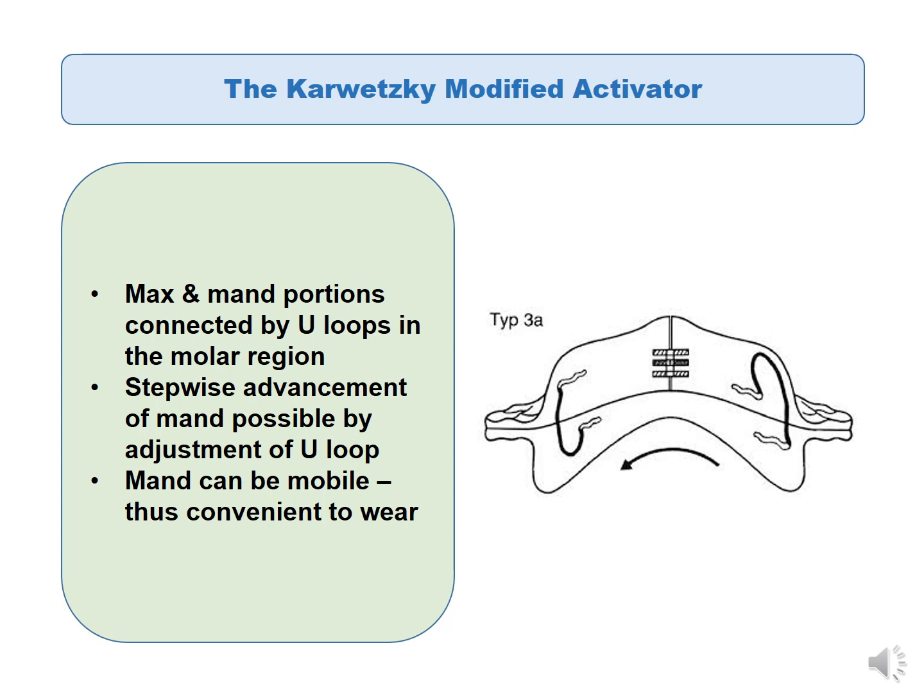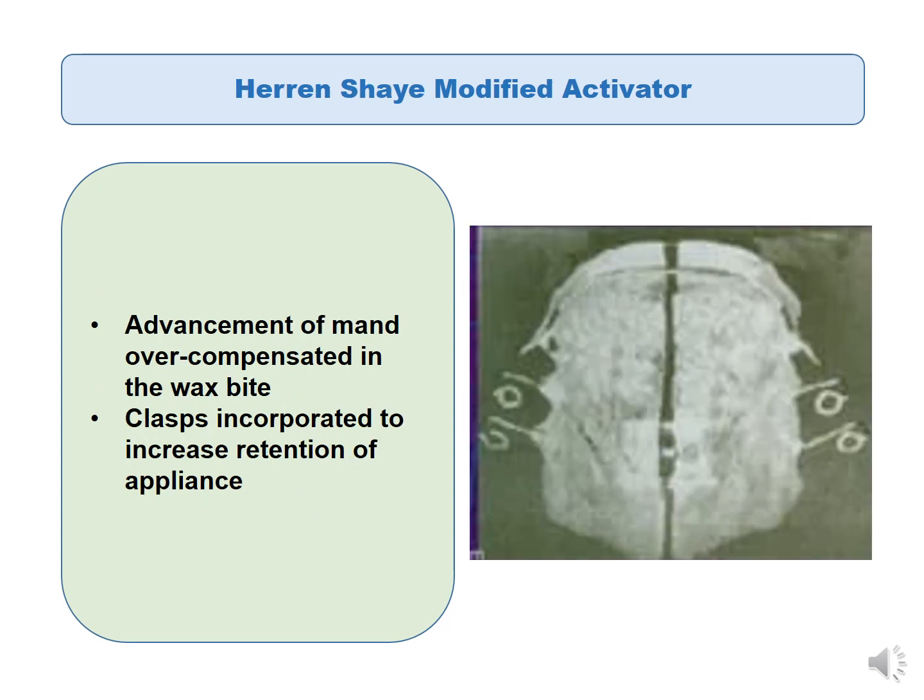Now, the Kawadzki modified activator has maxillary and mandibular portions connected by U-loops in the molar region. Again, this allows a stepwise advancement of the mandible, made possible by the adjustment of the U-loop. Now, the mandible can be more mobile, and thus it is more convenient to wear the appliance. In the Herren-Shey modified activator, the mandible is overcompensated in its advancement, and clasps are incorporated to increase retention of the appliance.